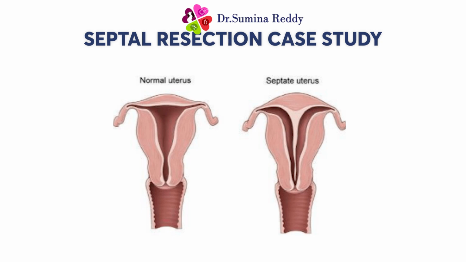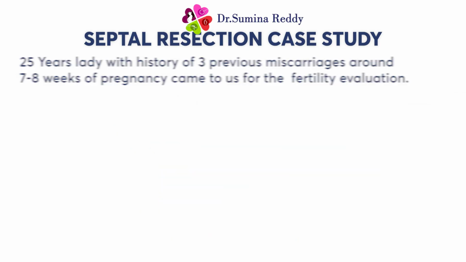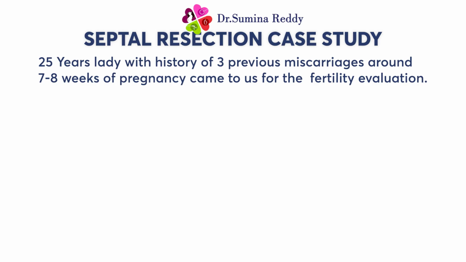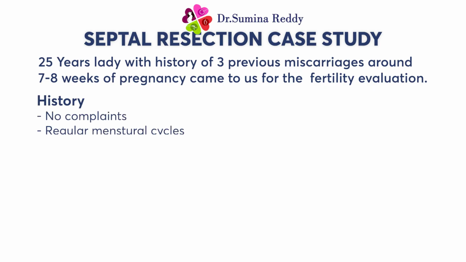Uterine septum is associated with recurrent pregnancy loss, infertility, and poor ART outcome. Here we have a 25-year-old lady with a history of 3 previous miscarriages, around 7 to 8 weeks of pregnancy, who came for fertility evaluation. History has no specific complaints, her periods are regular and there are no previous surgeries.